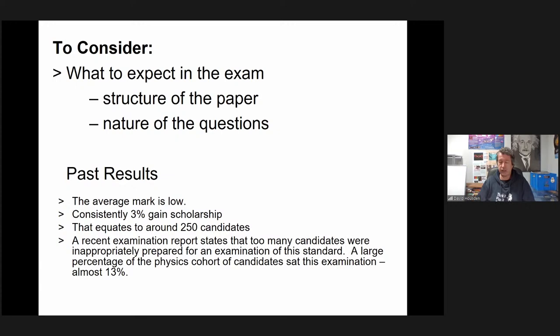Many of them are unprepared. Given the fact that you're watching this, hopefully you're not in that category, because you need to be prepared for what is a very challenging examination. But the point of the examination is to try and find the top 3%. So it doesn't actually matter how hard this thing is. If you get in the top 3%, then you will gain scholarship. And if you get in the top tiny fraction, the top 30 or so, then you get outstanding performance.